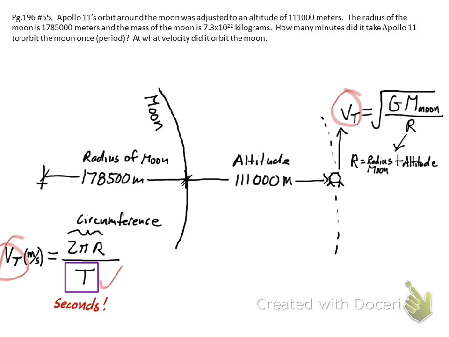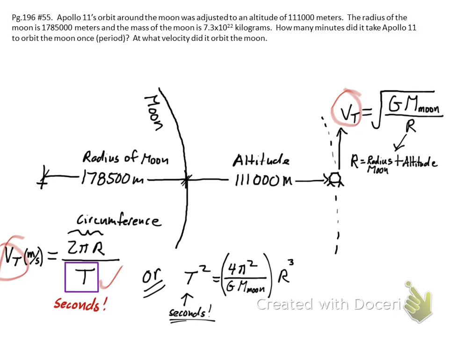An alternate way of doing this is to just use Newton's version of Kepler's law. I can get the time period directly right here. Just remember that when I calculate this, I'm going to be in seconds. Then I have this time in seconds, and I can substitute it back in here, and then I can get tangential velocity.